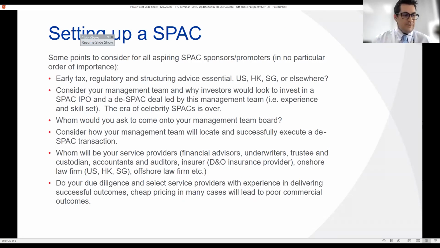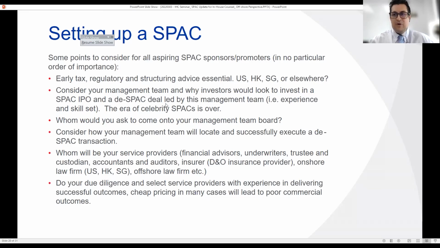In terms of setting up a SPAC structure, I've set out some points here, and I am conscious that we're rapidly running out of time, but I just wanted to provide you with some points to keep in mind if you are looking at setting up a SPAC. These are some tips. It's not an all-encompassing, comprehensive list, but the key thing I would stress to those who are contemplating setting up a SPAC structure is to make sure that you've got a good, experienced management team, and a good team to support the management team, not only in the SPAC IPO launch, but also in the location and execution of a de-SPAC transaction.